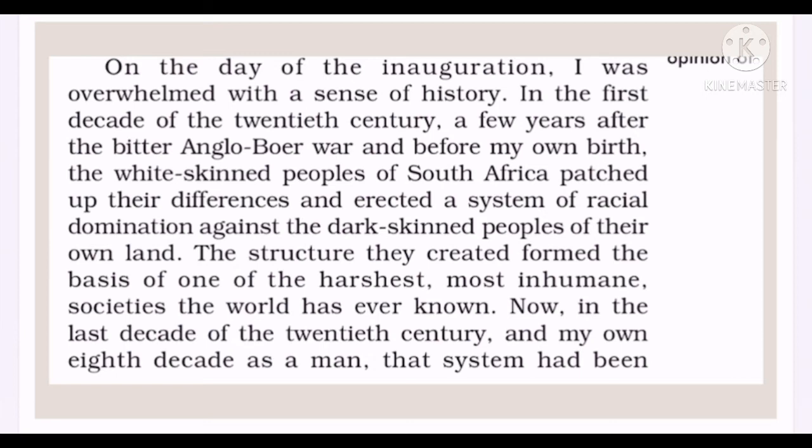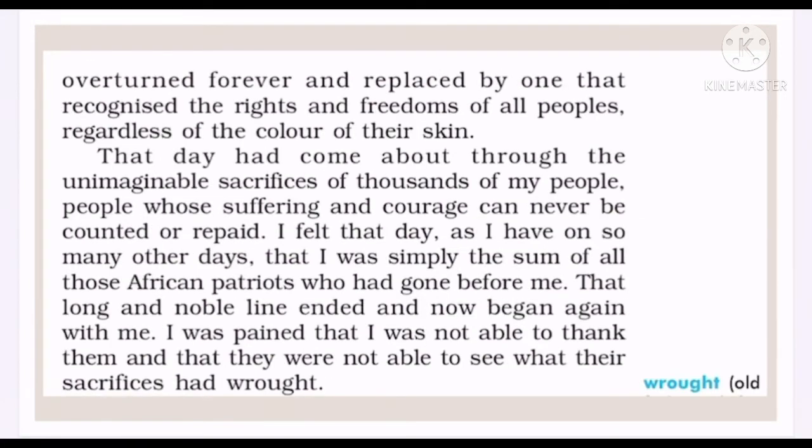Now in the last decade of the 20th century, which means 1994, and my own eighth decade as a man, that is, his age was 80 years, that system had been overturned forever and replaced by one that recognized the rights and freedoms of all the people. After that decade, that system was reversed forever. The apartheid system was abolished and replaced by one that recognized the rights and freedom of all peoples, where all the people could live happily without any discrimination regardless of the color of their skin.